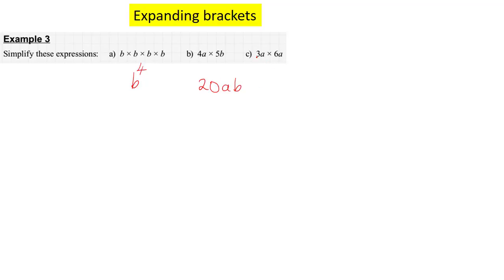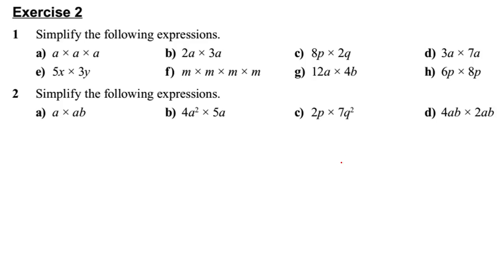Okay. Doing this one here, you've got 3 times 6, which is basically 18. And then a times a is AA. Don't say AA, say a squared. Okay, so that's that. Now I'm going to pause the video quickly and then just try question 1 and 2 very quickly. Pause the video, try question 1 and 2.